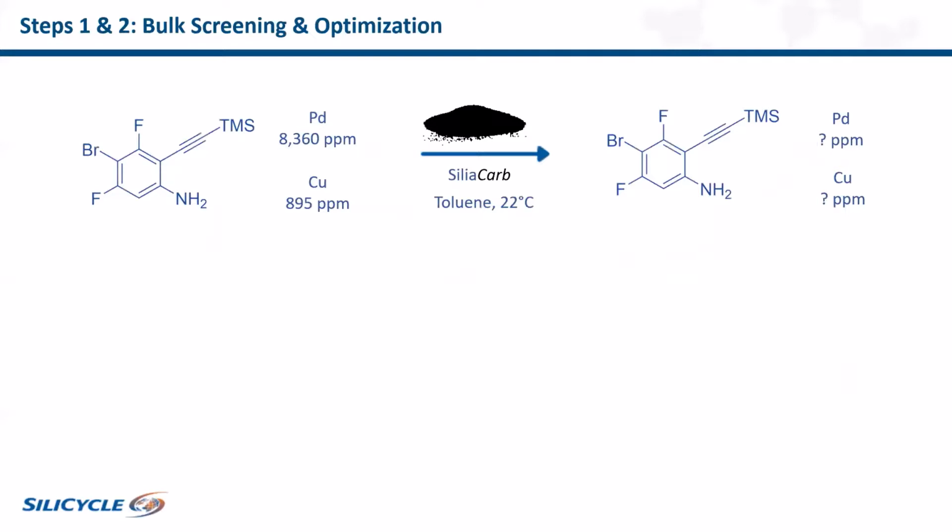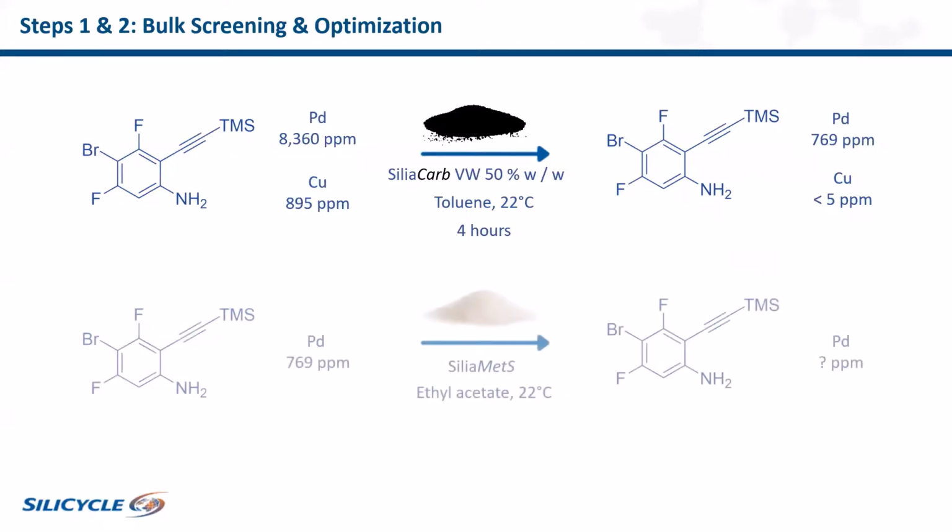The first 2 steps, the bulk screening and the optimization, are done with the SiliaCarb. And we found that SiliaCarb VW, 50% weight in toluene at 22 degrees for 4 hours, allowed us to go from 8,360 ppm of palladium to 769 ppm of palladium. And for copper, we were able to get down to less than 5 ppm. We did the same thing with SiliaMetS, and we showed that SiliaMetS DMT, 30% weight in ethyl acetate at 22 degrees for 4 hours, gave us less than 10 ppm of palladium.